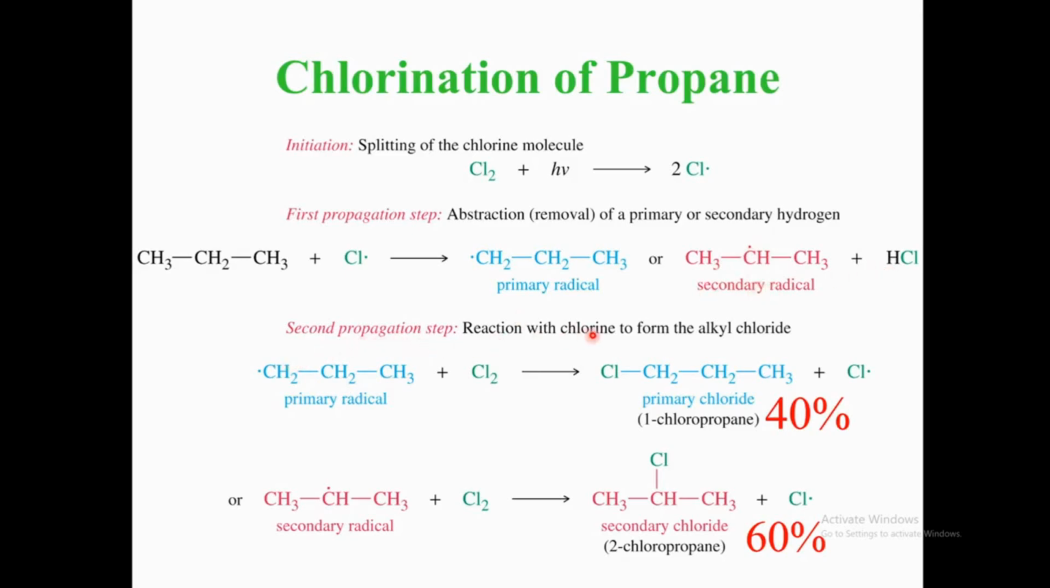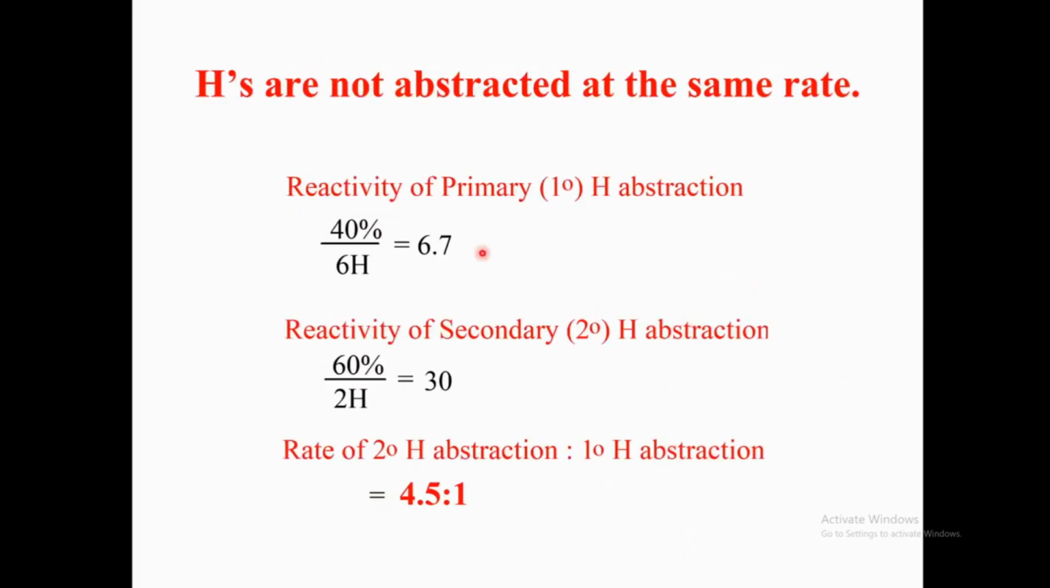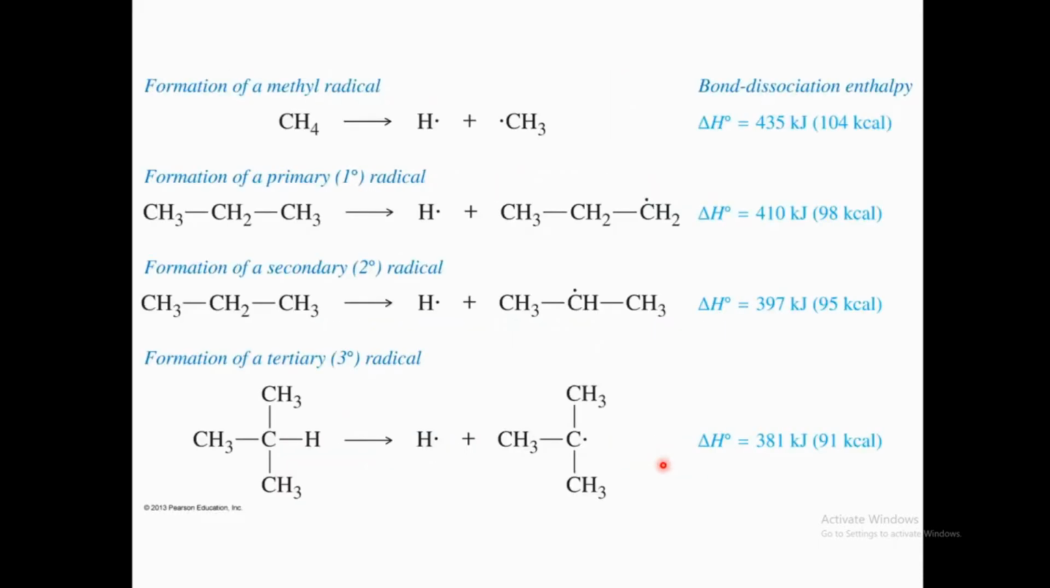Second step is reaction with chlorine to form the alkyl chloride. This reacts to give the primary chloride, which is in 40% yield, whereas the rearranged radical, which is the secondary radical, reacts with Cl2 to give you secondary chloride, 2-chloropropane, with 60% yield. Why? Because secondary free radicals are more reactive than the primary. So reactivity of primary hydrogen is 6.7, reactivity of secondary is 30, rate of 2 hydrogen secondary abstraction is 4.5 higher than the primary one.